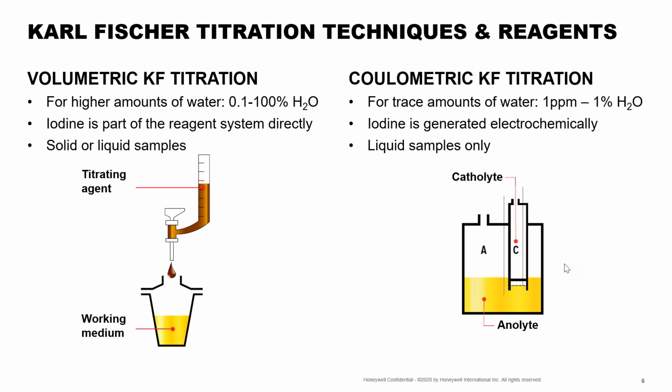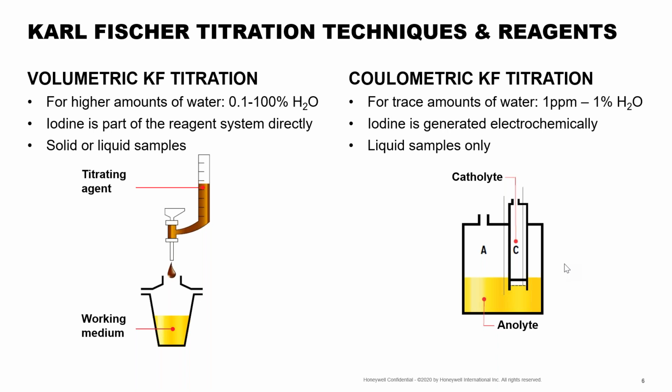The other major consideration between these two methods will be actually our sample's physical state. So as a theme you're going to see throughout the webinar today, volumetric titration is generally a little bit more flexible than coulometric titration. So we'll have a little bit more options with what we can do with our samples, how we can manipulate them. And we'll see that first in the sample itself. So if you have a solid or a liquid sample, volumetric titration is appropriate, while coulometric titration we recommend only for liquid samples. And we'll talk a little bit more about why that is in the coming slides.